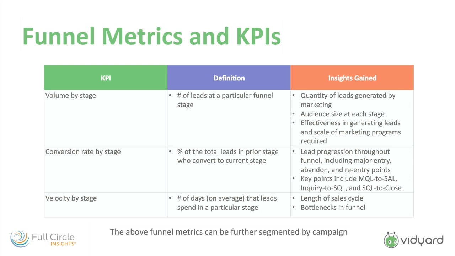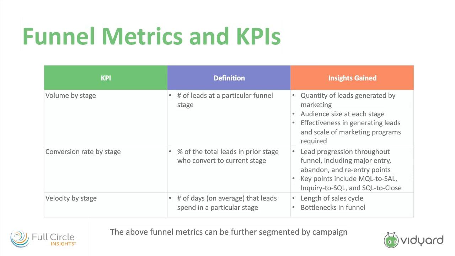And the insights you gain here, one, it's the length of the sales cycle overall. So, the number of days it takes to go from the top of the funnel all the way to the bottom to finish out. Secondly, it's bottlenecks in the funnel. So in each stage, if there's a high number of days that a lead spends in a stage, well, that's a bottleneck. So you want to pursue that and figure out what's going on there. And again, volume is quantity. Conversion is quality, and velocity is, you can think about it as efficiency and speed.